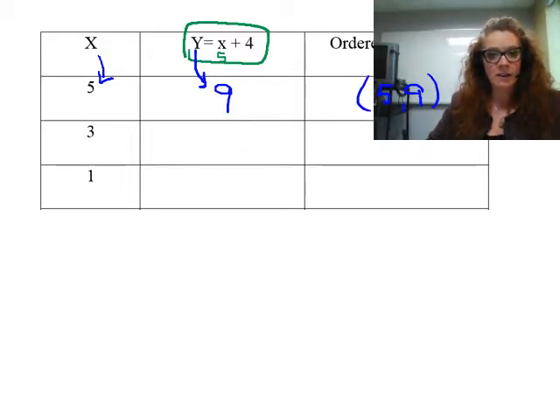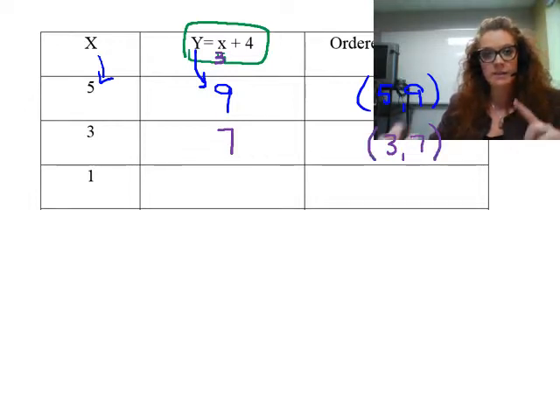If x is 3, plug that in instead. 3 plus 4 is 7. So if x is 3, y will be 7. So our ordered pair, always put the x first, is 3, 7. Careful with your parentheses. You don't want them to look like 1s because that would be 13. It should be very different. And last one, if x is 1, 1 plus 4 is 5. So the ordered pair is 1, 5.